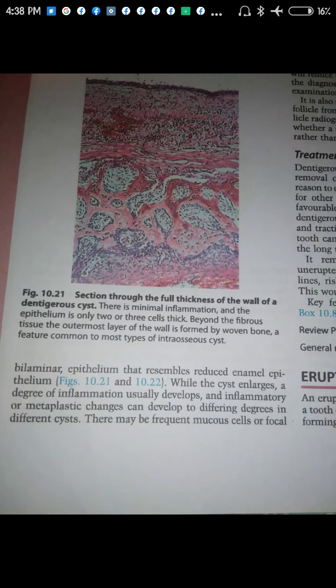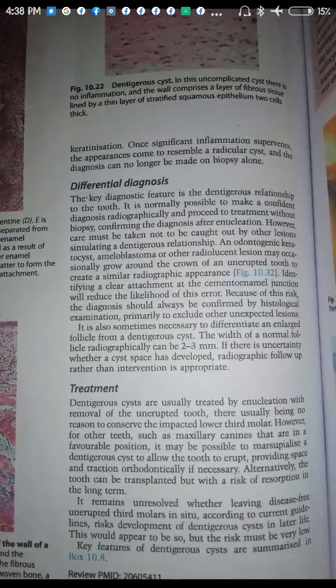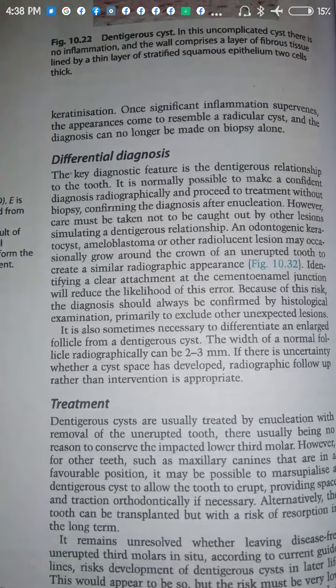While the cyst enlarges, a degree of inflammation usually develops, and the inflammatory or metaplastic changes can develop to differing degrees in different cysts. There may be frequent mucus cells or focal keratinization. Once significant inflammation supervenes, the appearance comes to resemble the radicular cyst, and the diagnosis can no longer be made on biopsy alone. Differential diagnosis.